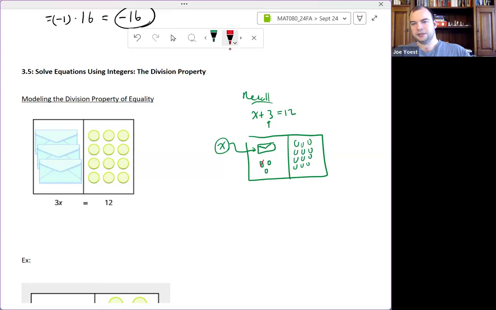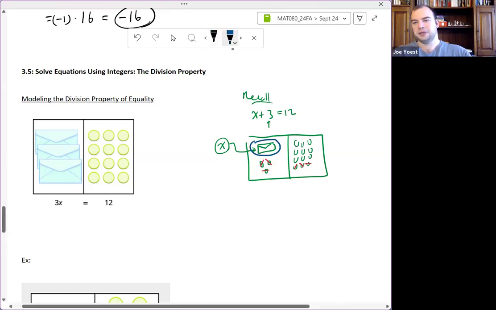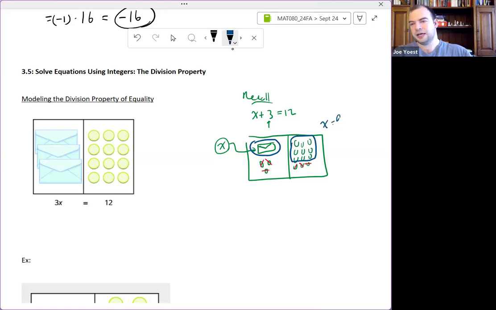I can go ahead and remove 1, 2, 3 counters from both sides. My scale should still balance. If I take 3 ounces off both sides, my scale still balances. And now I can just count. I know that the contents of my envelope balance with 12 counters, or sorry, 9 counters. I got to have X equals 9. So my goal is to isolate a single envelope, to get a single envelope by itself.